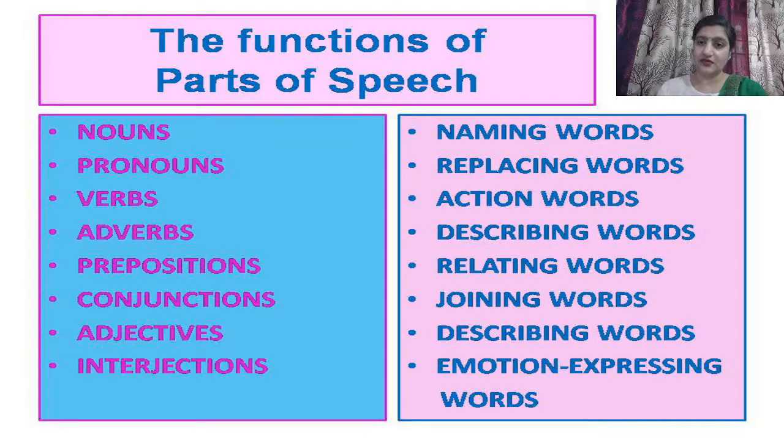Prepositions are called or known as relating words. What do they relate? They come before a noun or a pronoun in a sentence to show its relationship with the rest of the sentence. Conjunctions are the connectors. They are called the joining words. They join words, phrases, clauses, and even sentences. Adjectives are again describing words, but they're different from adverbs. Adjectives are the words that describe nouns or pronouns only, whereas adverbs are words that describe a verb, an adjective, or another adverb in a sentence. Interjections are emotional beings, they express strong and sudden feelings or emotions.